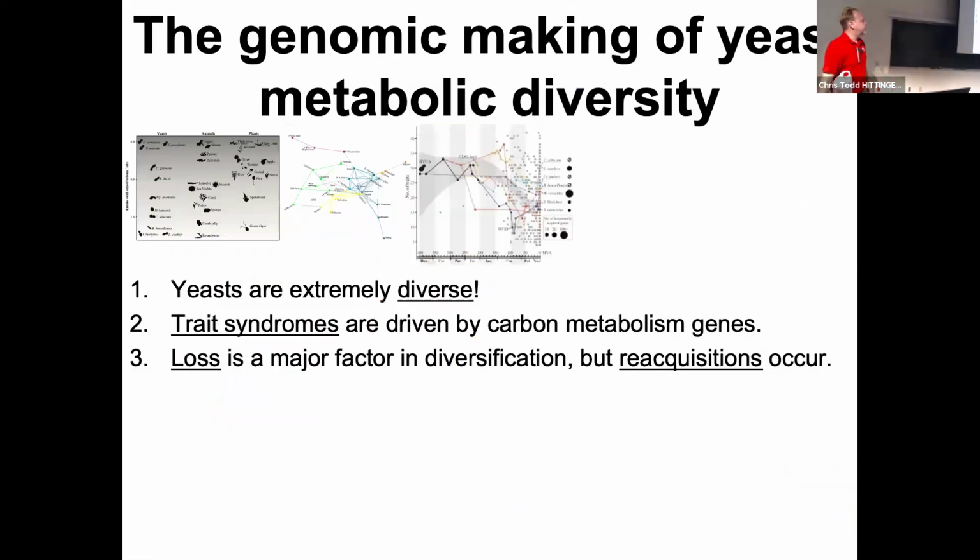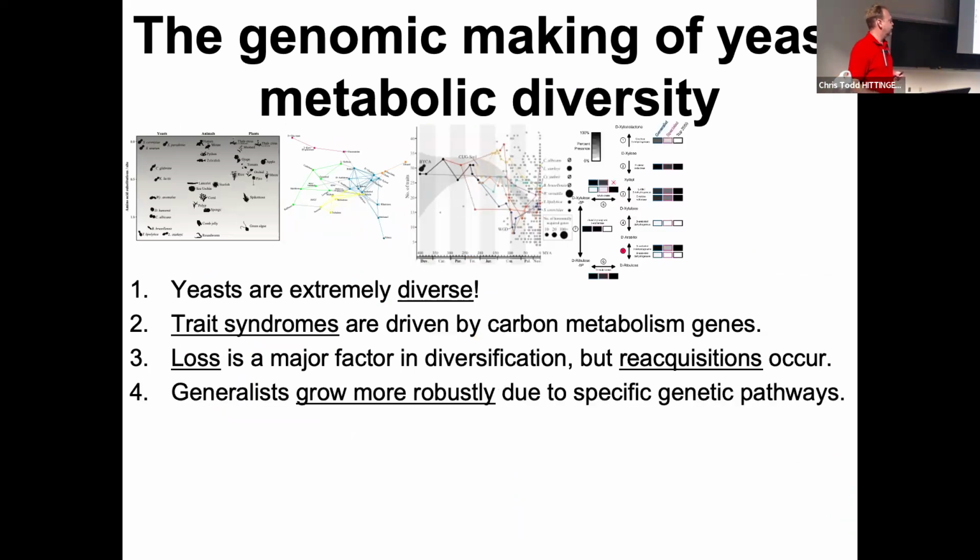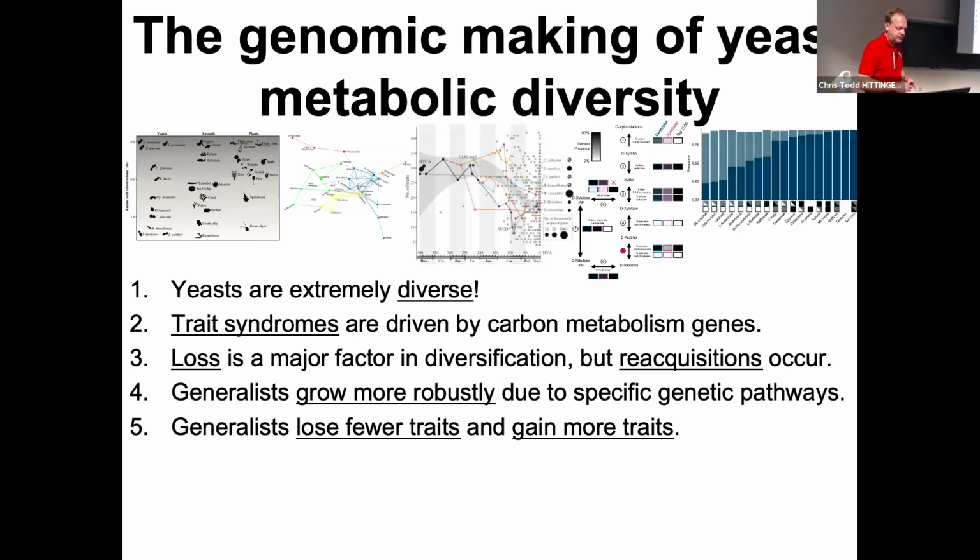Okay, so to summarize this part of the talk, I've showed you that loss is a major factor, but there are reacquisitions and gains occurring in the data set, so we can modify that take home a little bit. And I've shown you that generalists are actually growing more robustly pretty much across the board, and we've even implicated some specific pathways that are really predictive for whether you're a generalist or not, and that we think that's what's making them robust.